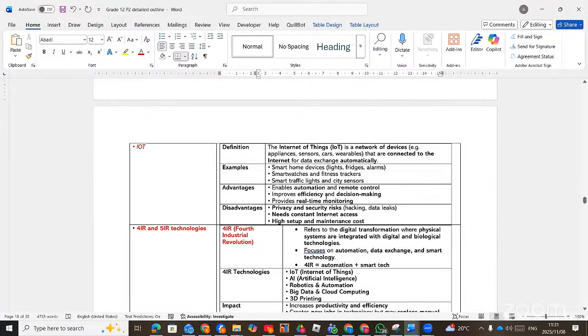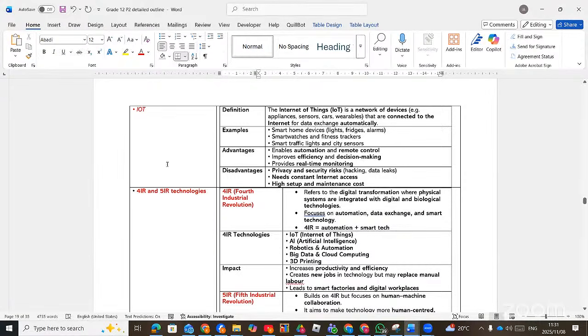Advantages are that they improve efficiency, remote control, automation, and then also monitoring from afar. Like your cameras will be connected to the internet, then you can check them on your laptop. So all these, or the alarm systems also, these are part of the IoT.